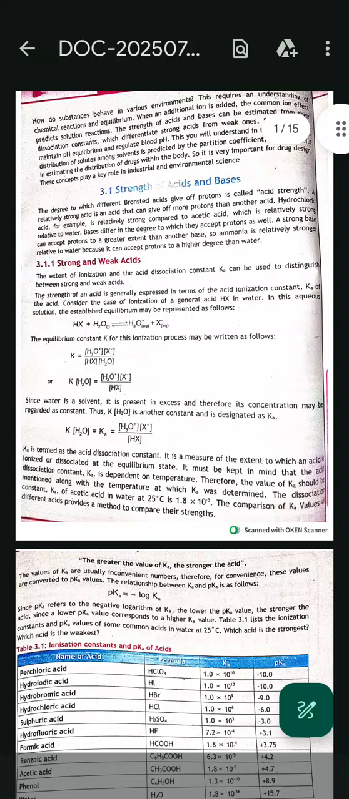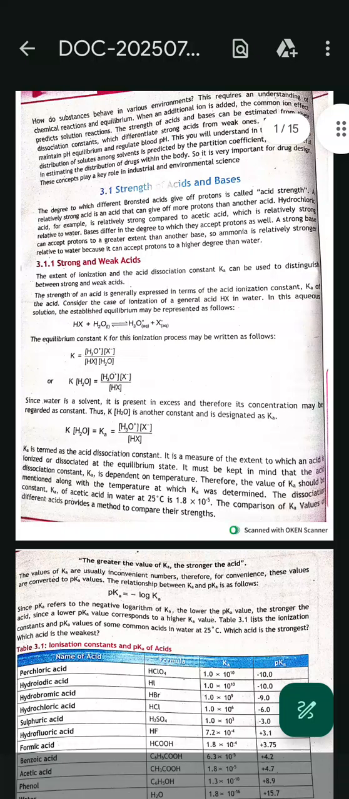So this is how we will understand this chapter. The distribution of solutes among solvents is predicted by the partition coefficient, which is useful in estimating the distribution of drugs within the body. So it is very important for drug design. These concepts play a key role in industrial and environmental science.